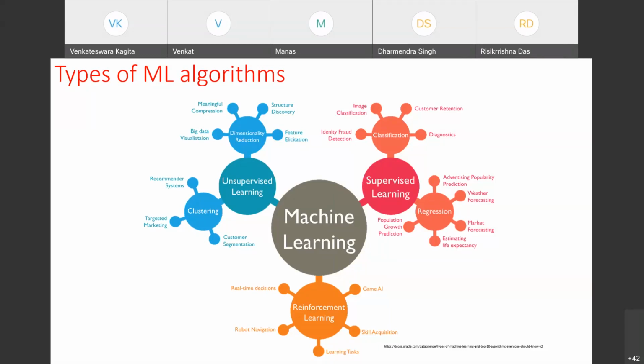And reinforcement learning is mostly used for games, to take real-time decisions, for robot navigation, learning tasks, or to acquire skills. So the different applications of reinforcement learning exist. We'll see each one of them with examples and different algorithms in each one of them.